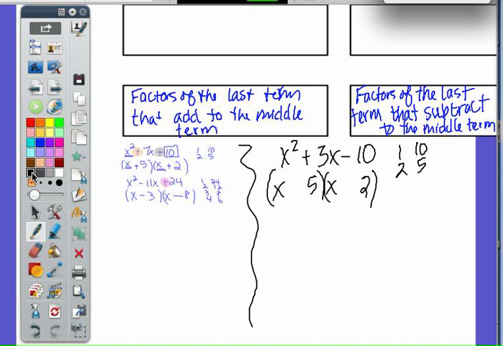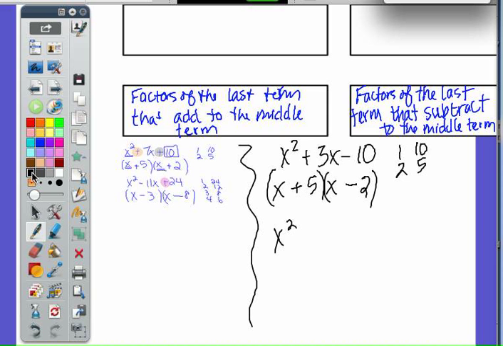Now I need to make one plus and one minus because this is negative. In order to get a negative, one has to be plus, one minus. This tells me what the larger one has to be. My larger one's going to be positive. So which one's bigger, the 5 or the 2? 5. So this is plus and this is minus. Could I have written x minus 2 times x plus 5? I can. The order of the parentheses doesn't matter. What matters is the 5 has to be positive and the 2 has to be negative.